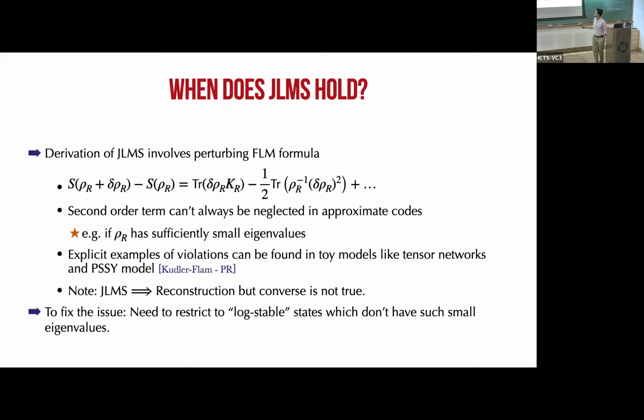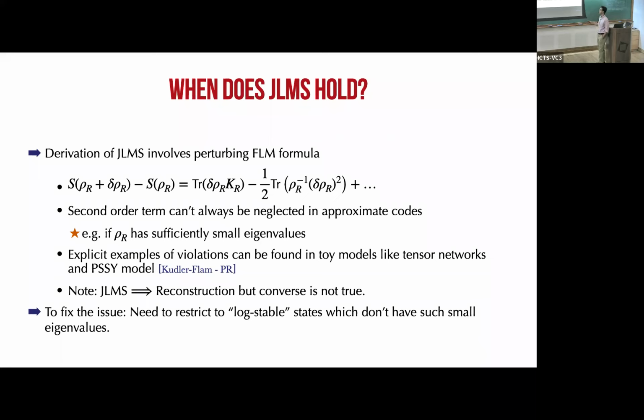So the way the JLMS formula is derived is the following. You perturb the FLM formula. The FLM formula tells you the boundary entropy of any particular state reduced to the region capital R. Now we consider two states, rho and rho plus delta rho. Taking the difference of these, you can expand in powers of delta rho. The leading order term is basically the expectation of the modular Hamiltonian, the trace with delta rho. And in order to derive JLMS, what we typically do is just drop all the higher order terms.